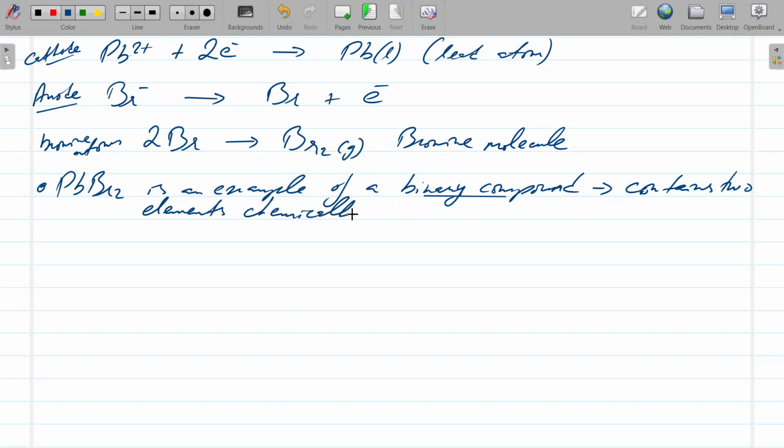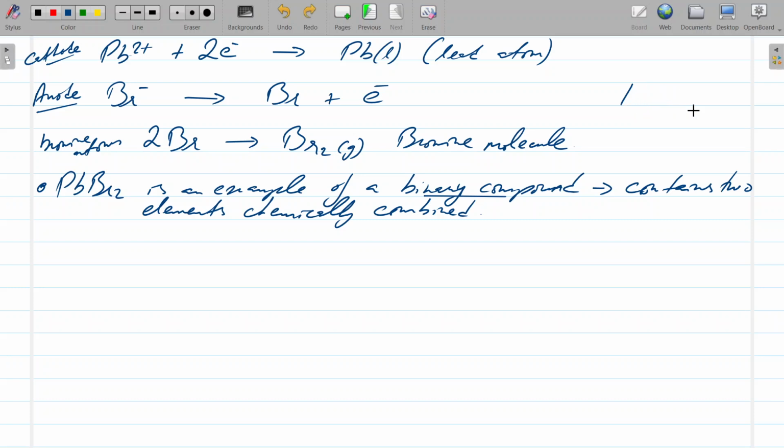Why is there a focus on two? Why is it binary? Because you can have compounds that have more than two elements. For example, you have sulfuric acid, which is H2SO4. So you've got three elements combined, so it's not binary. Whatever term they use for it, if there is a term.